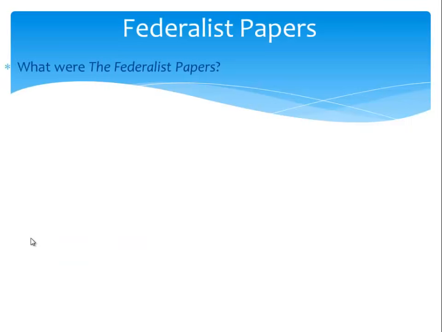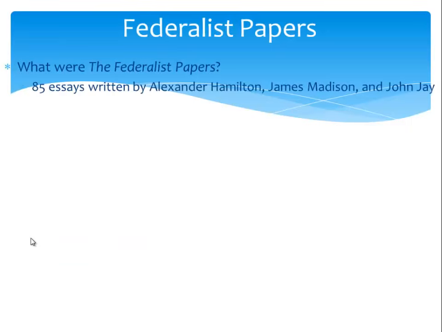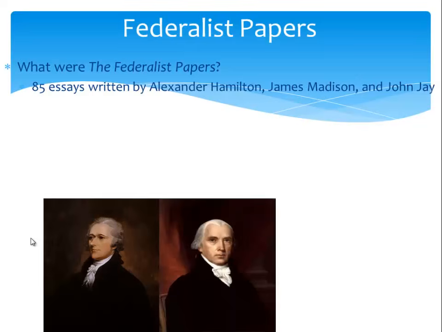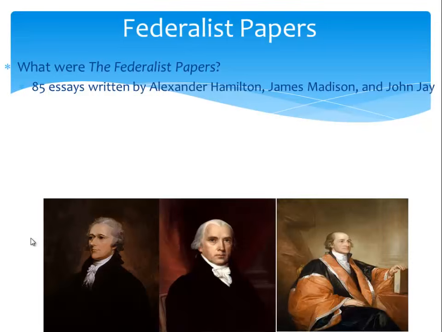All right, so let's talk about what the Federalist Papers were. Well, there were 85 essays written by three gentlemen: Alexander Hamilton, James Madison, and John Jay. Alexander Hamilton goes on to be the first Treasury Secretary, James Madison goes on to be the fourth president, and John Jay is the first Chief Justice in U.S. history.